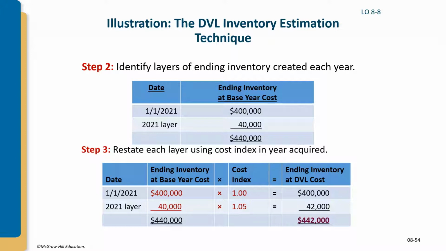Remember what it was, 462? If you didn't do dollar value LIFO, your inventory would have been $20,000 more than it needed to be. Your cost of goods sold would have been $20,000 less than it should have been. That's not the objective of LIFO. The LIFO objective is highest cost of goods sold, lowest inventory.